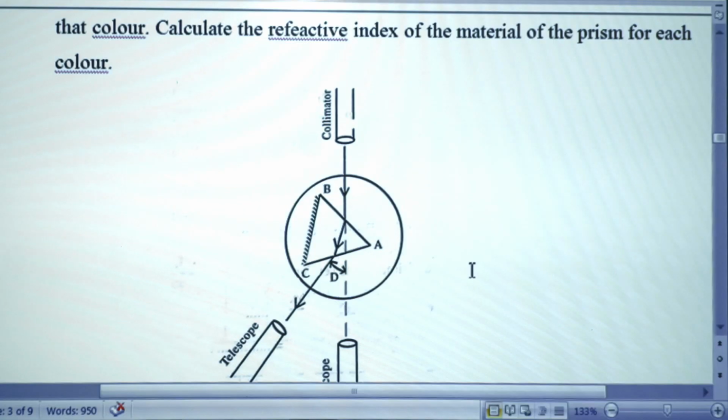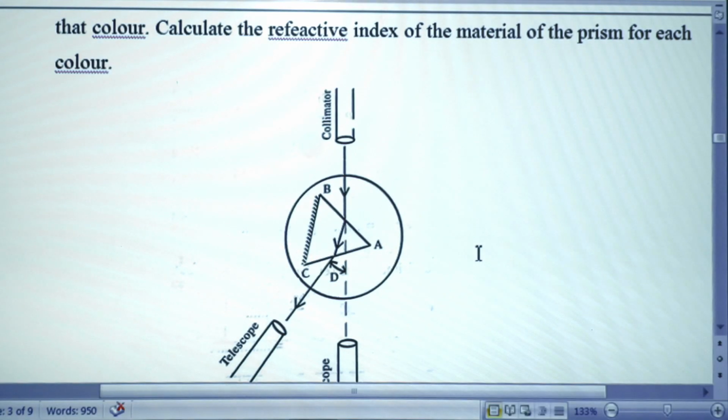Then we want to find the minimum deviation reading of the blue line. Now we are observing the blue line. Rotate the prism table such that the image moves towards the direct position, stops for a while and returns. That is the minimum deviation position for the blue line. Stop the rotation, then move the telescope so that the crosswire coincides with the line. Take the reading of vernier 1 and vernier 2, that is the reading for the blue line.